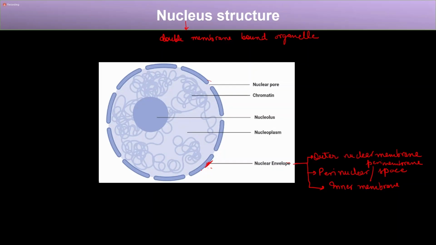Apart from this, this is a nuclear envelope. Now, there are gaps in the nuclear envelope, right? This gap is known as nuclear pore. Then, apart from the nuclear pore, what else are we seeing? We are seeing this condensed structure, which is known as chromatin. Then we have one central structure, known as nucleolus. And the matrix that is present in the nucleus is known as nucleoplasm. So we will see these structures one by one.